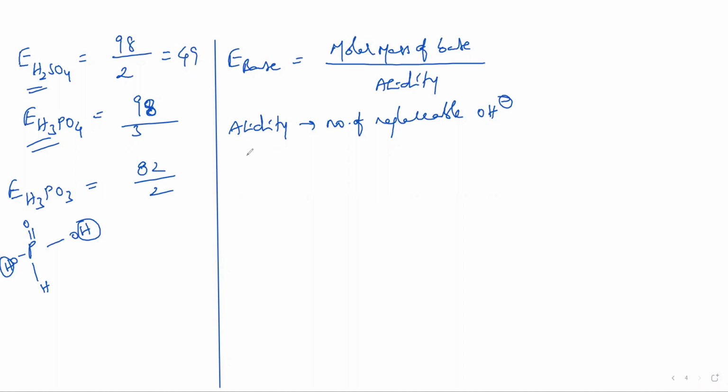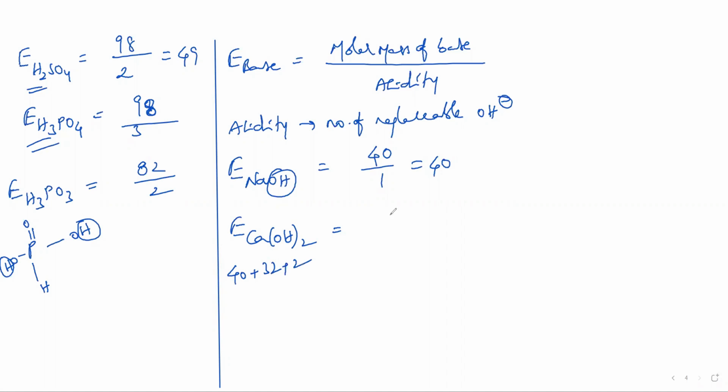Next, examples. Equivalent weight of NaOH. It is a base. So that is 40 by number of OH minus ions, 1. So it will be again 40. Equivalent weight of calcium hydroxide. What will it be? Calcium 40, 2 into 16, 32, plus 2. What is it? 74. But how many OH minus ions are there? 2. So that means 37. So this is how you will calculate equivalent weight of base.